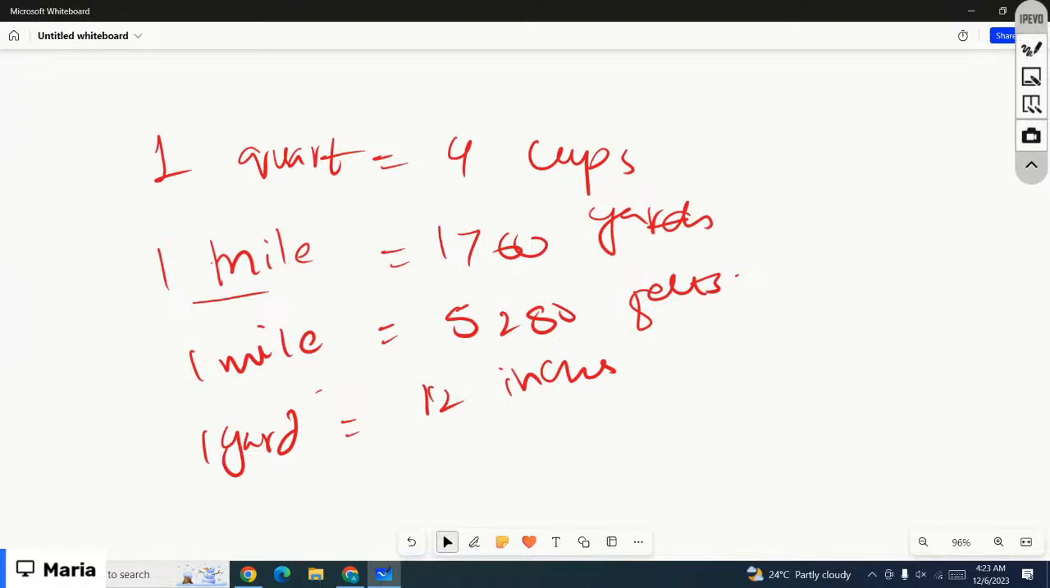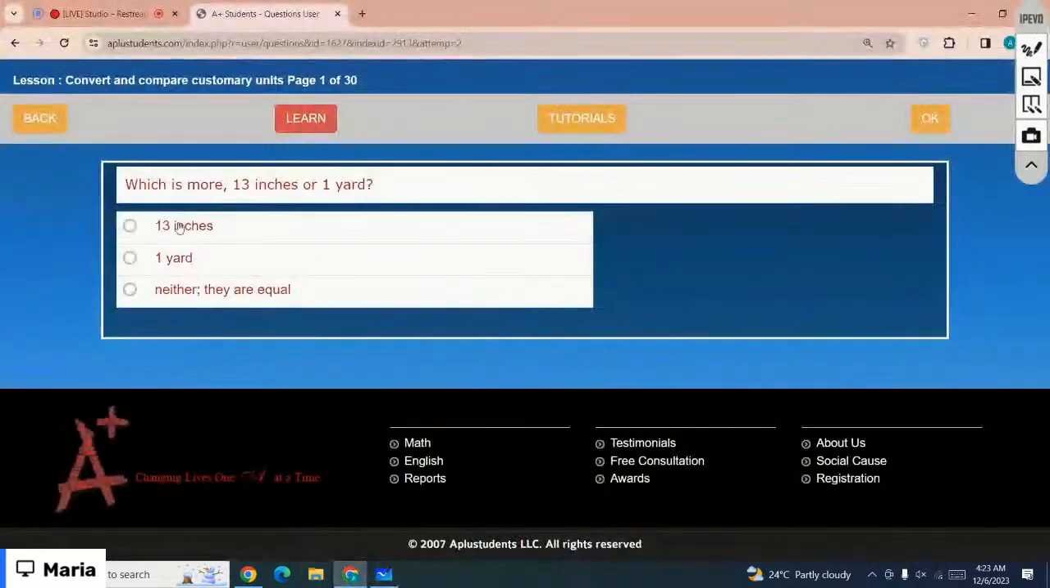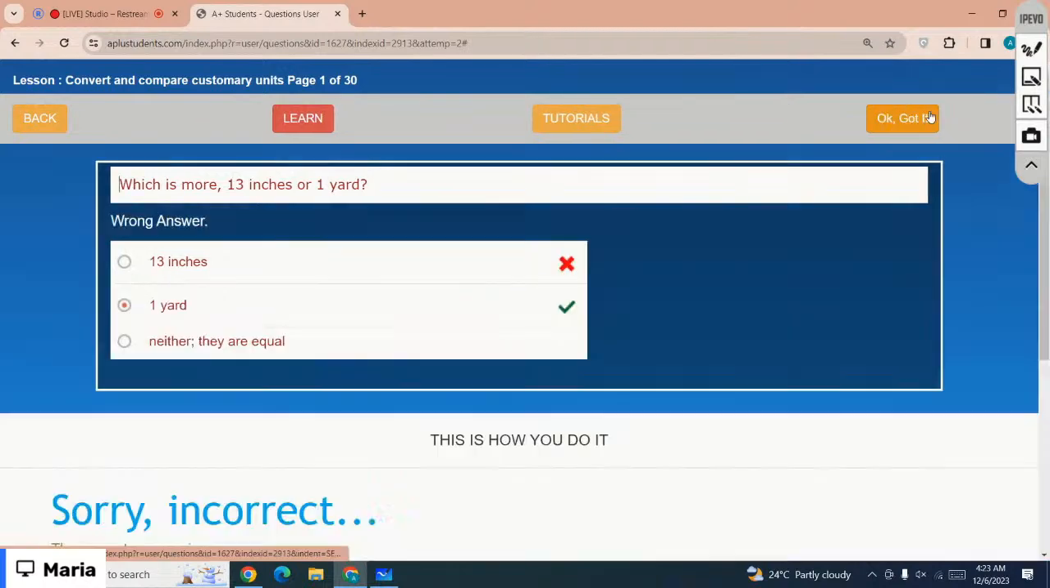1 yard equals 12 inches, right? So the correct option is 13 inches is more, right? Because in 1 yard you have 12 inches. So that means 13 yards is more than 1 yard.